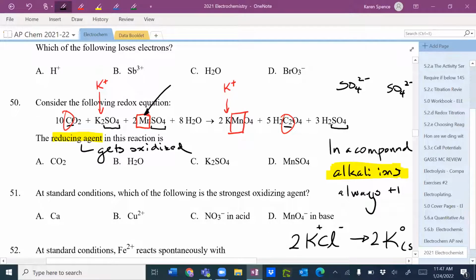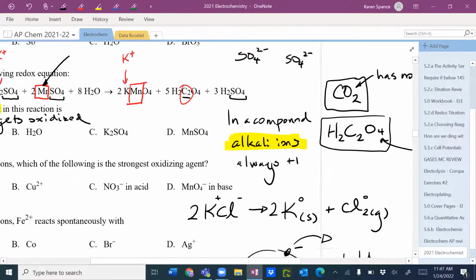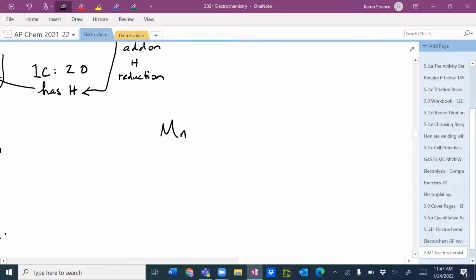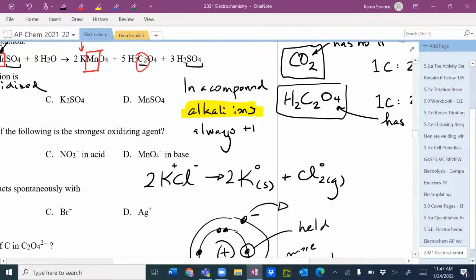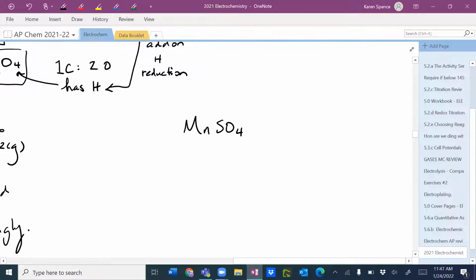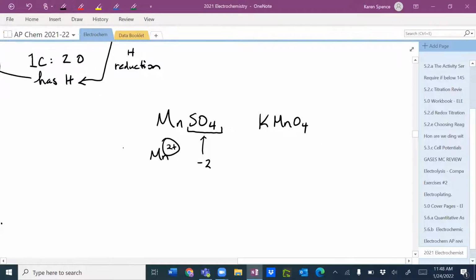You can say, okay, manganese, we have MnSO4, and our other one was KMnO4. And you have a polyatomic ion here, so you don't actually have to do anything fancy with the S. This is just -2, which means that manganese has to be 2+. So the oxidation number is 2+.